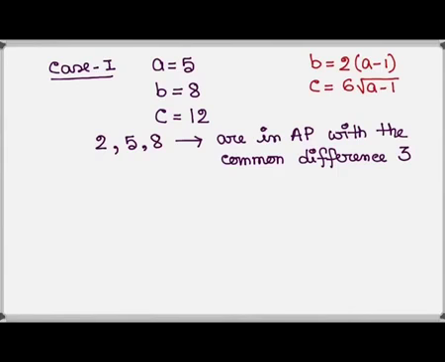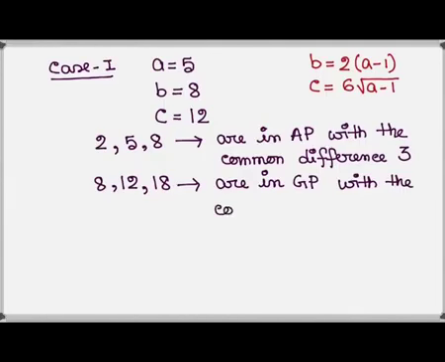Now for the fourth condition, we consider 8, 12 and 18. We can note that they are also in a geometric progression with the common ratio 3/2. Therefore, a is equal to 5, b is equal to 8 and c is equal to 12 is such a choice for ABC we were looking for.